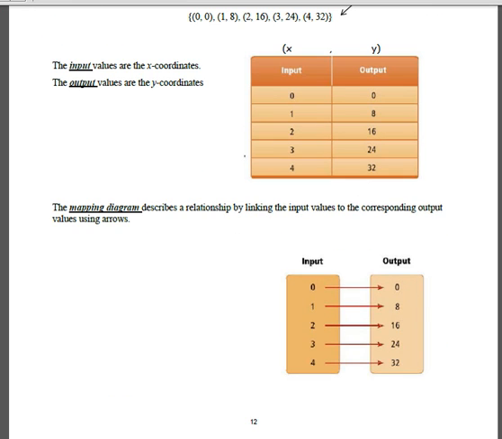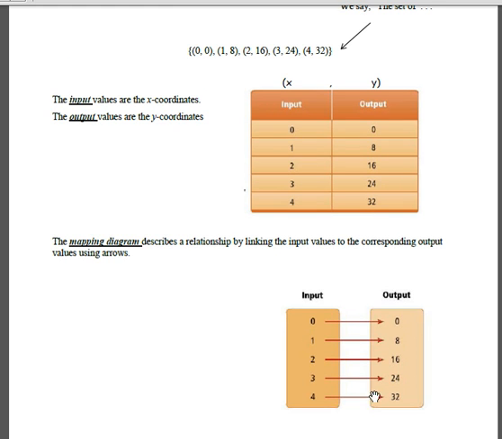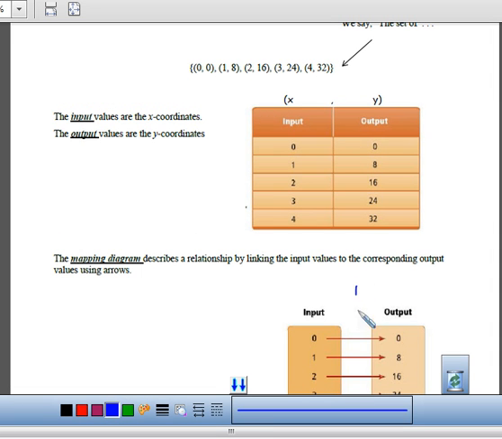Okay, the next thing that we're going to talk about is mapping diagram. So what you see down here, these are the same numbers from the table, but this is no longer a table. What we're going to be doing is, you'll see in the next couple pages, we're going to take these numbers and write them vertically, and you draw arrows from the input value to the output value. Alright? So a mapping diagram describes a relationship by linking the input values to the corresponding output values using arrows. Alright, so you can see your arrows right here.